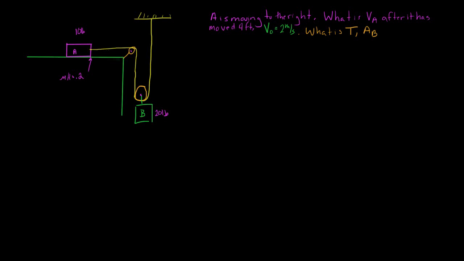This is another problem that involves pulleys and Newton's law. What we have here is a pulley system where A is moving to the right at a speed of 2 meters per second. We're asked to figure out what the velocity of A is after it has moved 4 feet, from here to here, and what is the tension in this cable, and what is the acceleration of B.